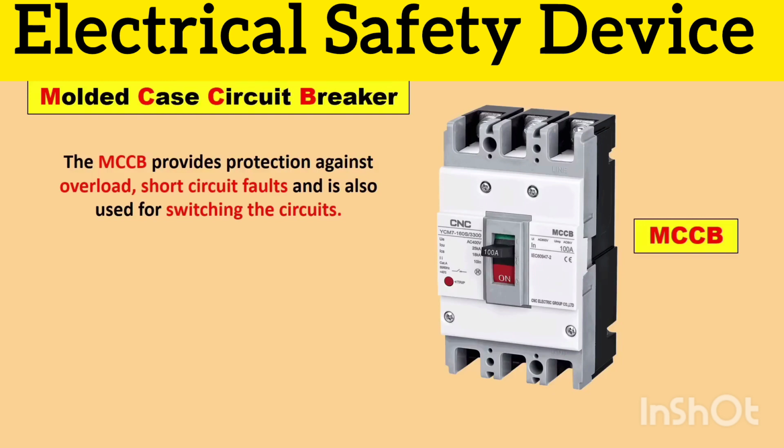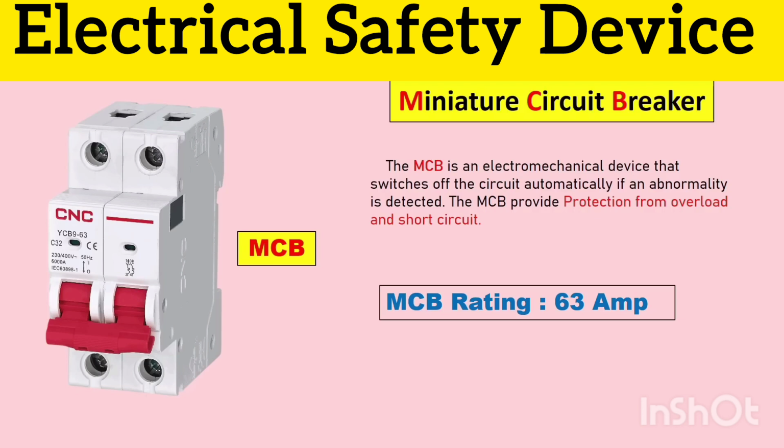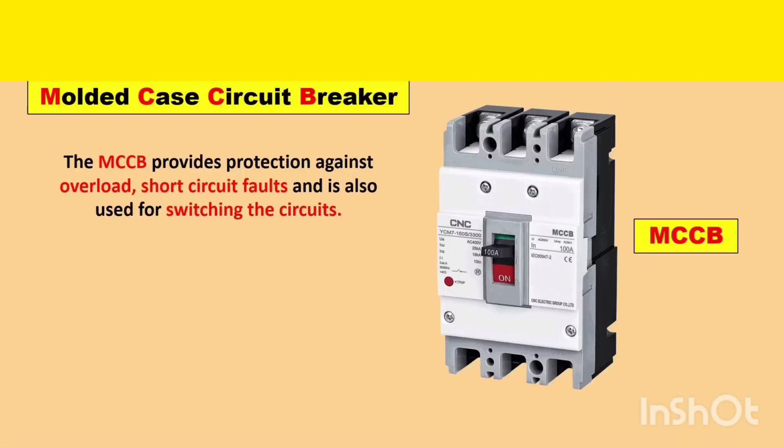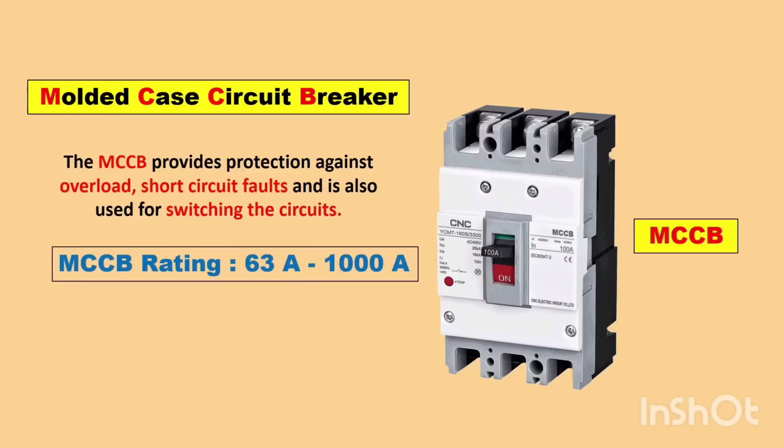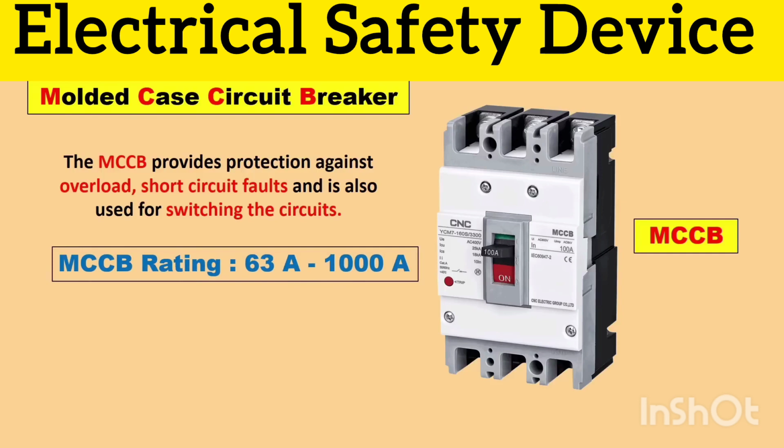to buy a MCCB. MCCB also provides protection from overload and short circuit. It means you can say that the protection provided by a MCB can also be provided by a MCCB. You can find a MCCB of even 1000 ampere rating in the market, but if you go now to buy a MCCB, then you will find a MCCB of higher rating also. Because right now there are lots of companies which are manufacturing MCCB of more than 1000 ampere.